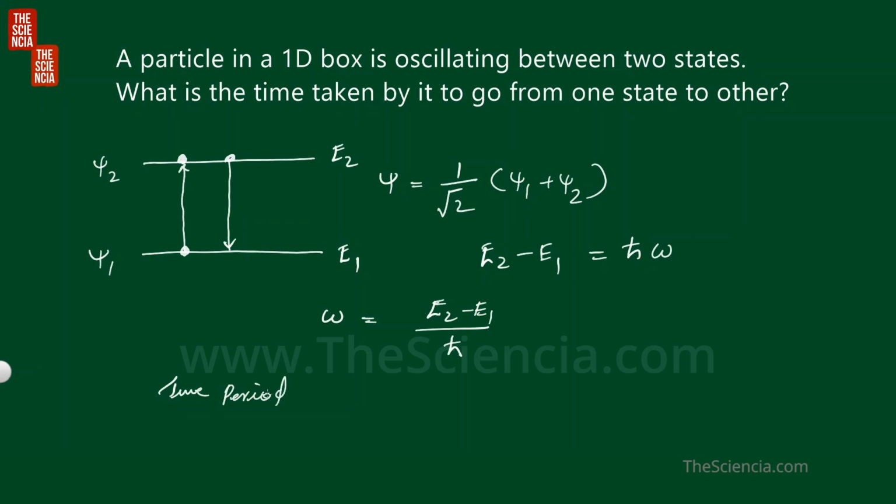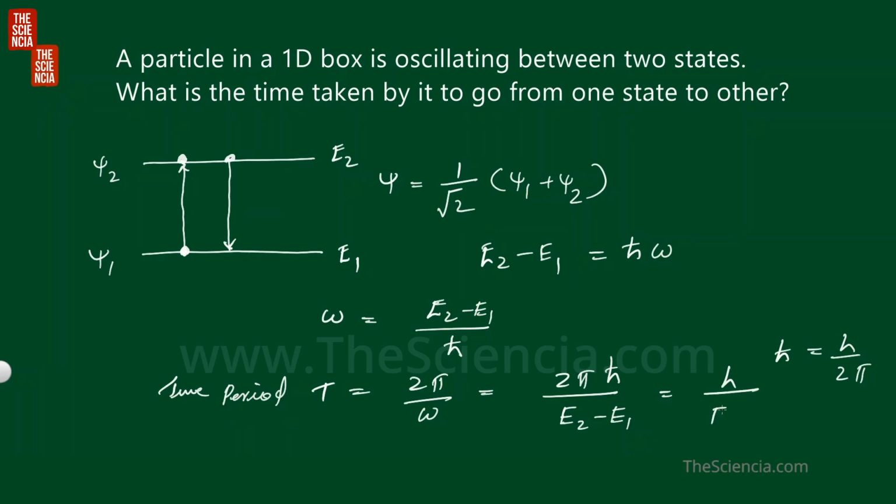Time period is the time taken for this oscillation. That is, the time period T is equal to 2π by ω, that is equal to 2π by (E2 minus E1) into ħ, where we know ħ is equal to h by 2π, right? So this is equal to h by (E2 minus E1).